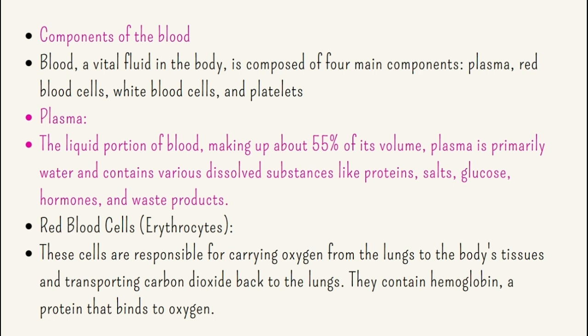It is mainly water and contains various dissolved substances like proteins, salts, glucose, hormones, and waste products, right? But the main thing that you should never forget about the plasma is that it is the liquid part of the blood, right? The liquid part makes up 55% of its volume. So if you ever bleed, maybe you cut your finger or something, and you see the blood, the liquid aspect is its plasma, right?